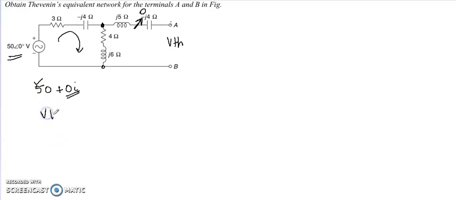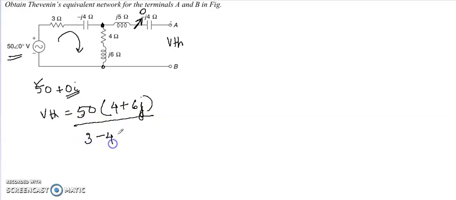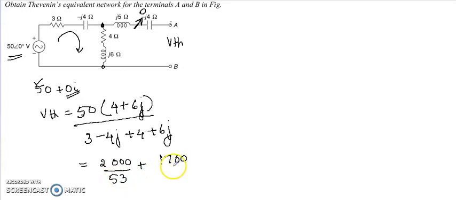So we can find VTH is equal to 50 times the resistance of the same branch, that is 4 plus 6j, divided by the sum of the resistances, 3 minus 4j plus 4 plus 6j. So we can put it in a calculator and we will get it as 2000 divided by 53 plus 1700 divided by 53i.